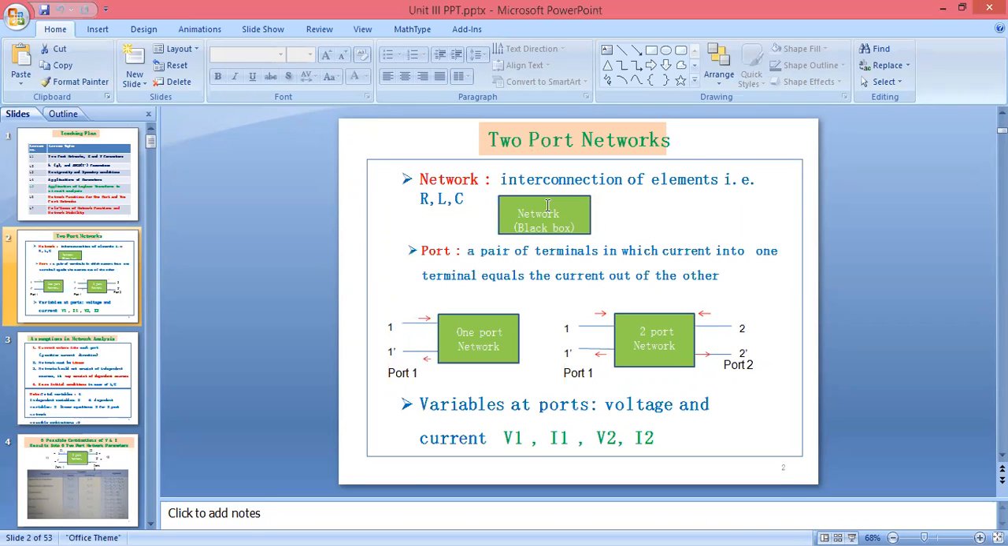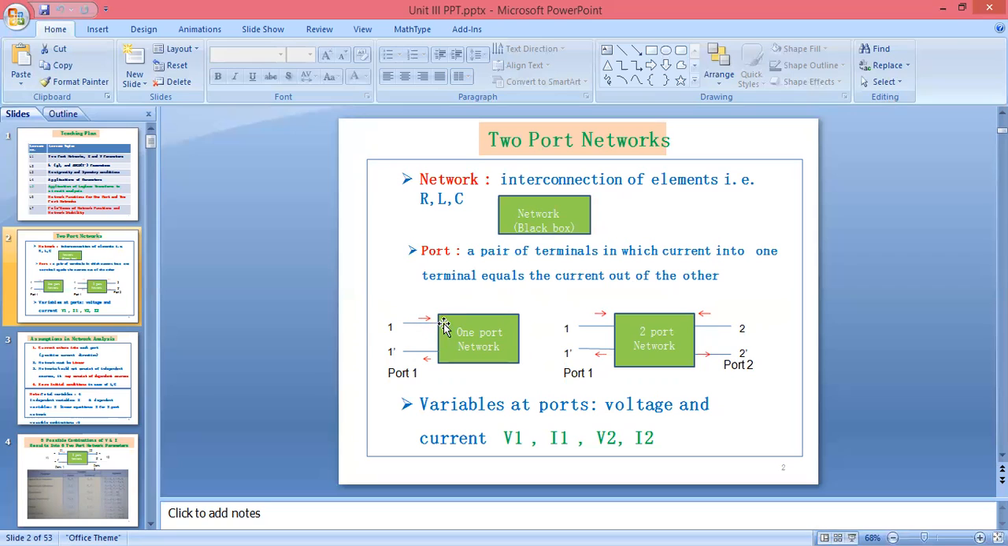And if to this network a pair of terminals is connected in which the current into one terminal equals the current out of the other terminal. So here you can see, when we have a network with only one port, one terminal is inside, one terminal is outside. And a pair of terminals is called a port. ये दोनों जो है उसको हम पोर्ट बोलते हैं.